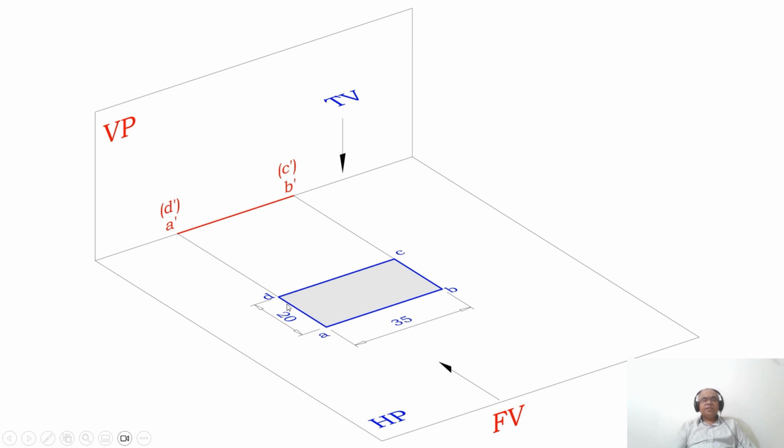So, the edge which is resting on HP has to be perpendicular to VP. So, BC and AD are the shorter edges which are perpendicular to VP and parallel to HP. Therefore, you are getting a point in the front view. Since the surface is parallel to HP, you are getting a line in the front view. So, this is the initial position of the rectangular lamina which is 35 by 20.